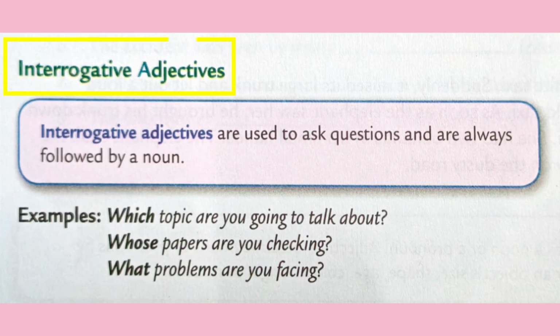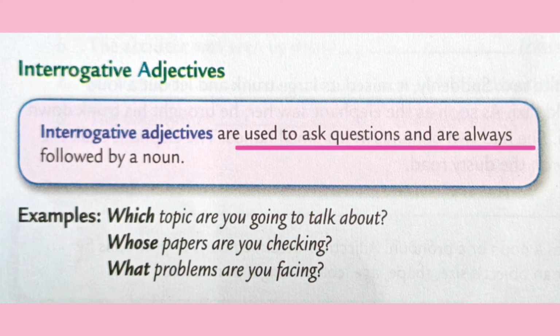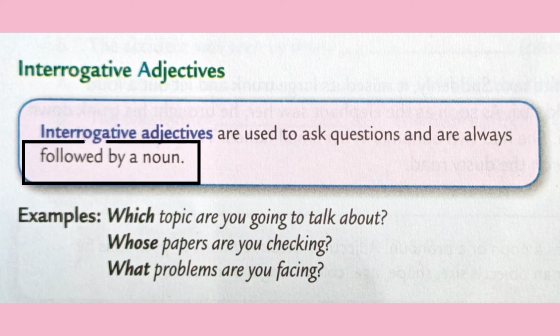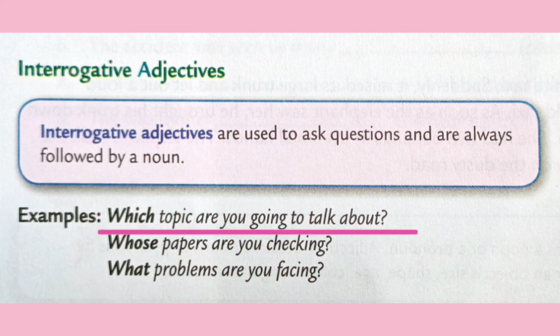Next, we have interrogative adjectives. Interrogative adjectives are used to ask questions and are always followed by a noun. For example, which topic are you going to talk about? Here, the interrogative adjective which is followed by the noun topic.